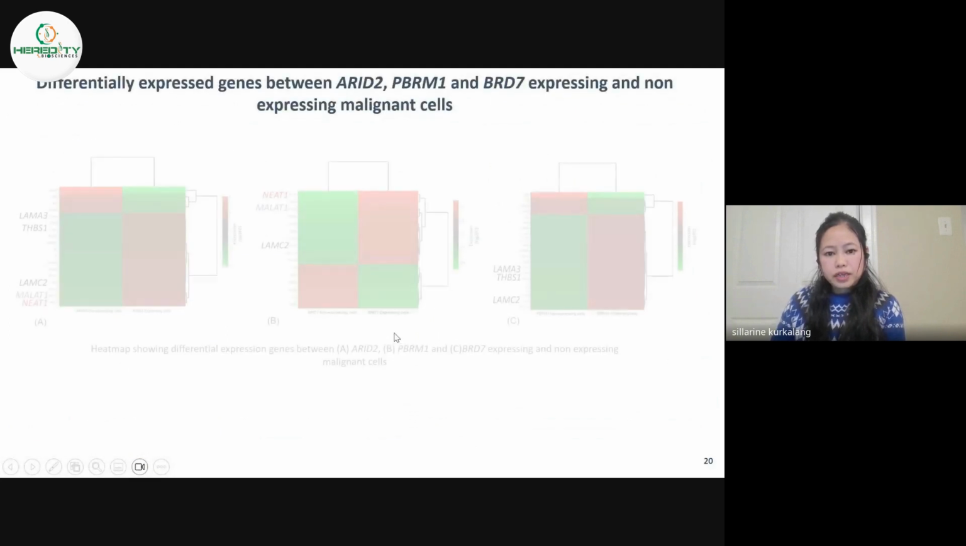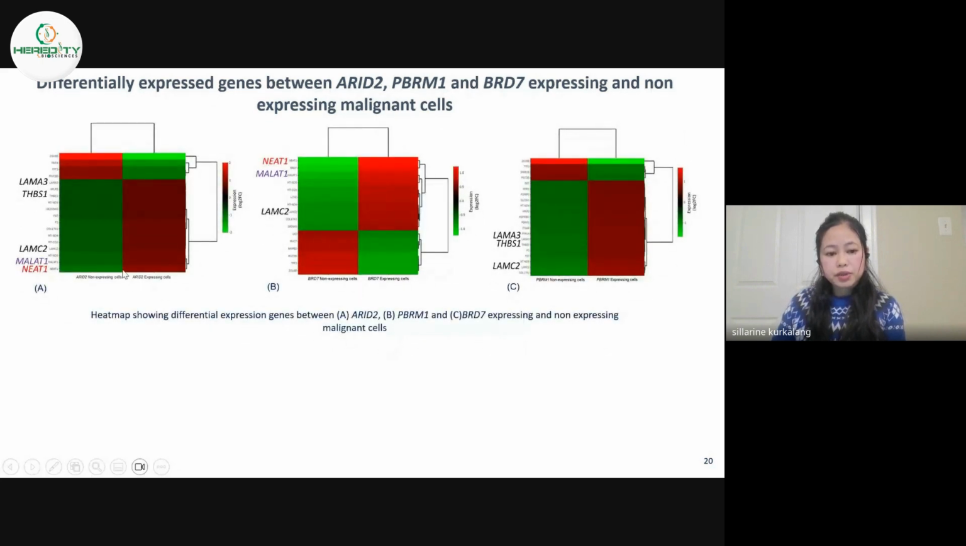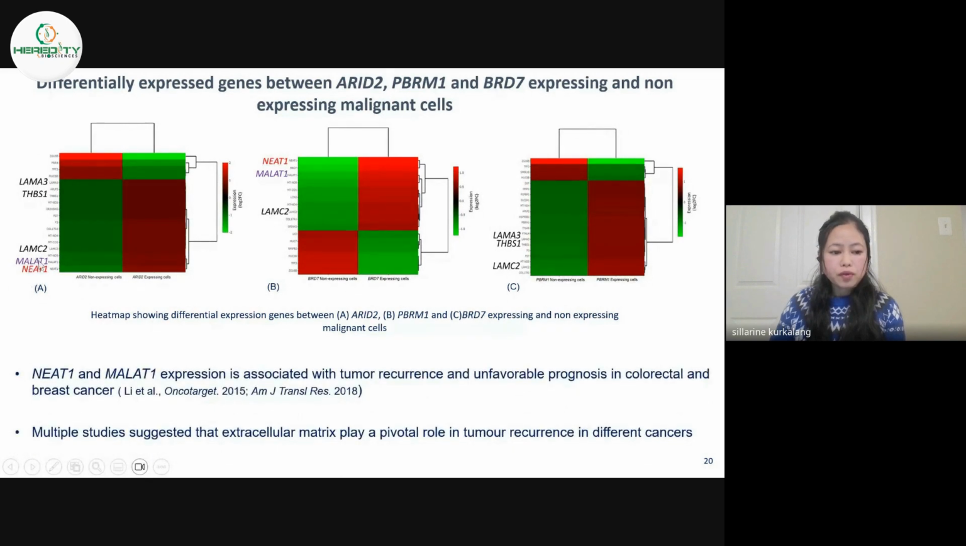When we looked at the differentially expressed genes between the cells expressing and the cells not expressing these PBAF complex genes, we observed that the expressing cells significantly overexpress genes involved in metastasis, promoting tumor growth, and inducing stemness in tumors, like MALAT1 and NEAT1. So again, these cells expressing the PBAF complex genes show high expression of immune resistance genes, which means they might be resistant to immunotherapy, and they might also be involved in metastasis, tumor growth, and tumor recurrence.